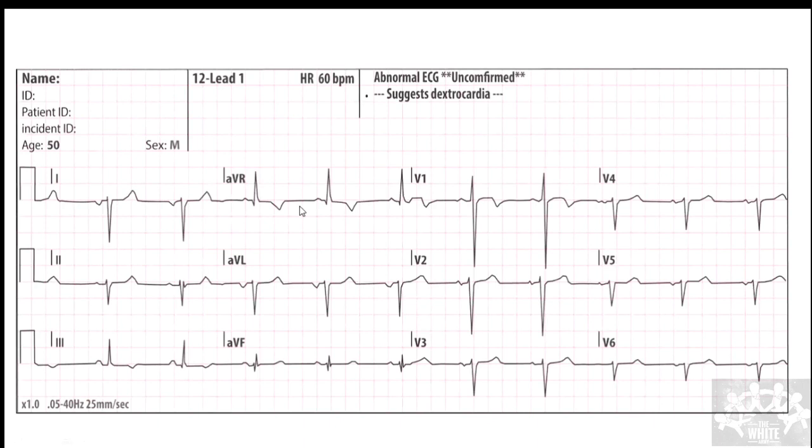So if the AVR is completely positive, you have two differentials. Either it is dextrocardia or you have a limb lead reversal. Okay, dextrocardia or limb lead reversal.